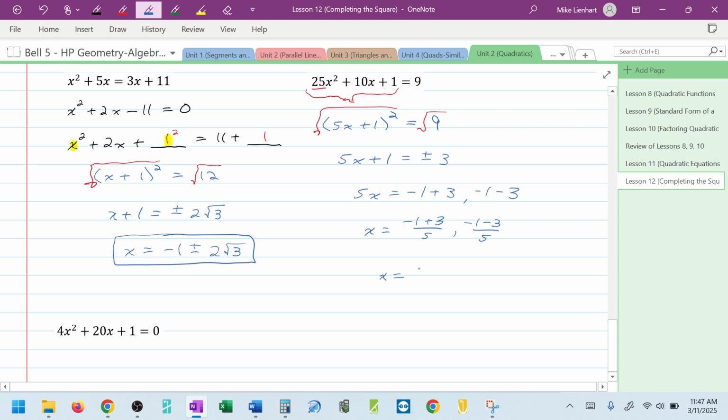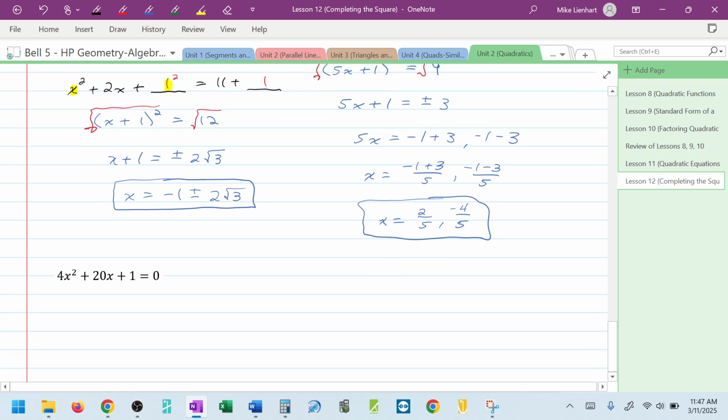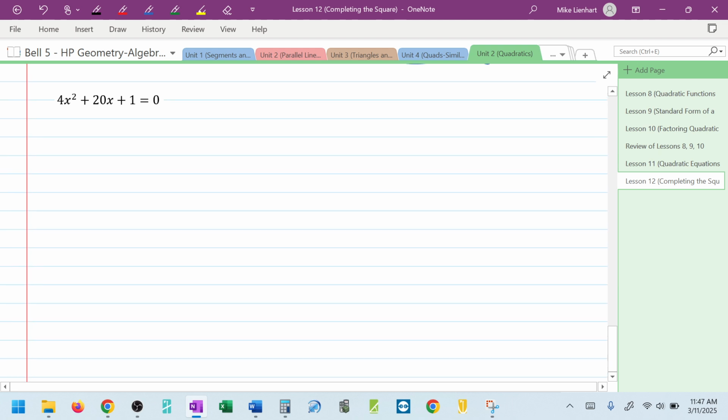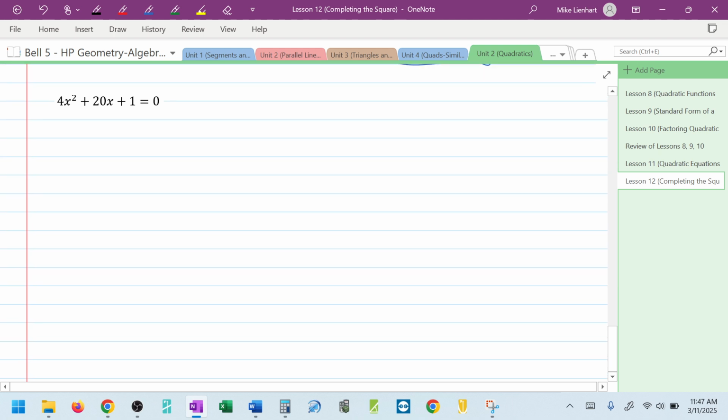Negative 1 plus 3 is 2 over 5. And negative 1 minus 3 is negative 4 over 5. And again, those are the two locations where it crosses through the x-axis. All right, let's try one more. What if they insist that I use completing the square? Okay, we can do that.